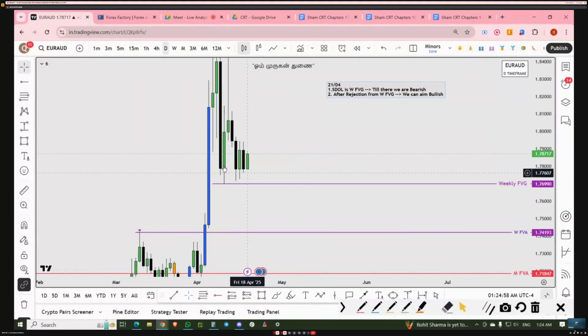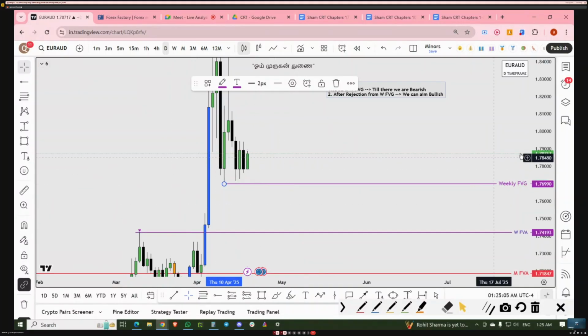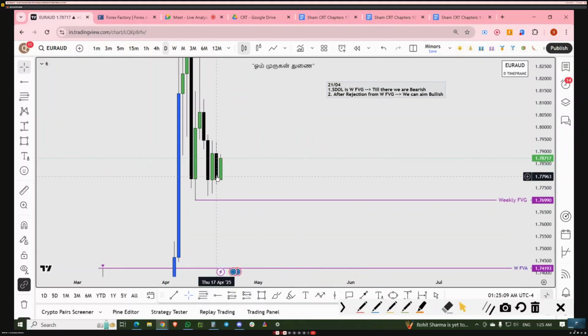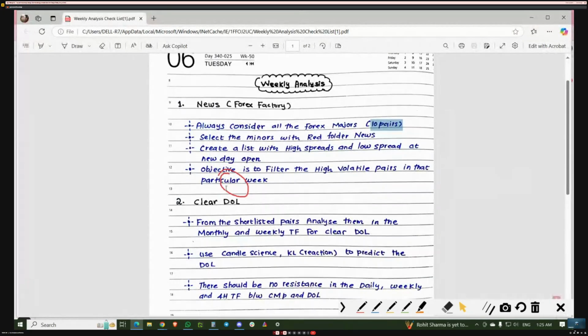So there is no clear evidence where the price is going to come from here. Definitely it will come here, but I'm not sure that it's going to come here. And the one thing you need to check is whether there is any resistance in between this path. I will go back to my check here.